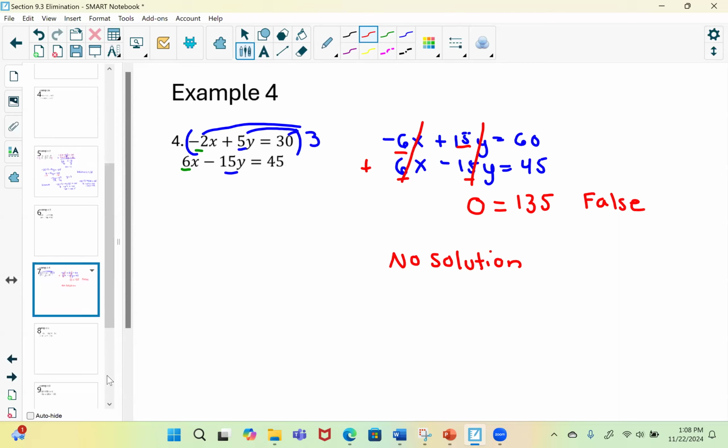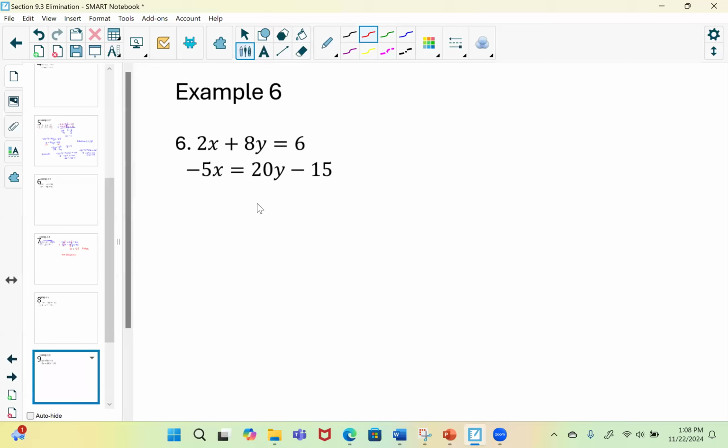Okay, so let's look at number 6. For number 6, we also want to solve the system of equations by elimination. And if I look at this, we have an issue. So the first step is always that the variables are lined up and the equal sign has to be lined up. And because the 20y is on the other side, it's not in standard form. I need to first change this to standard form.